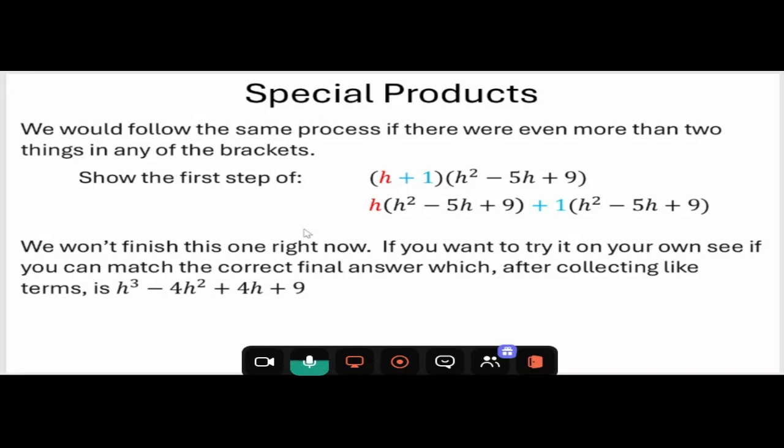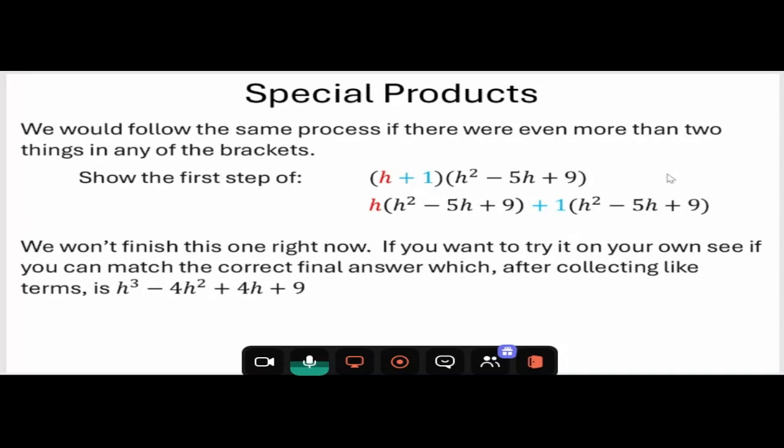Okay, so if we had like 5 things in the first bracket and 7 things in the second bracket, oh, well, that would be ugly. But if you did, you would take every single one of the 5 things in the first bracket and multiply it into the second bracket, and then collect all the like terms when you got to the end of that. So these can get bigger and bigger and bigger, but it's just the same process.